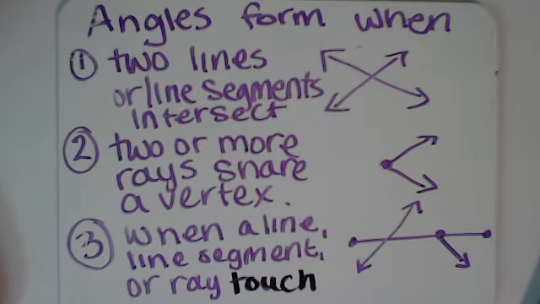Angles form when two lines or line segments intersect, when two or more rays share a vertex, and when a line or a line segment or ray touch.